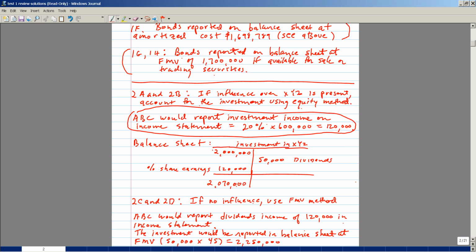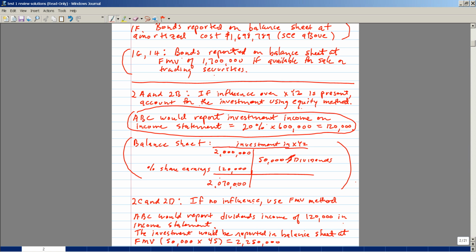Okay, Part B, how does this show up on the balance sheet? Well, here's how it would show up on the balance sheet, given that we account for the investment under the equity method of accounting. The $2 million: credit cash, debit investment in XYZ when we buy this stock initially. When we got the dividends, we debited cash $50,000. We credited investment in XYZ $50,000.